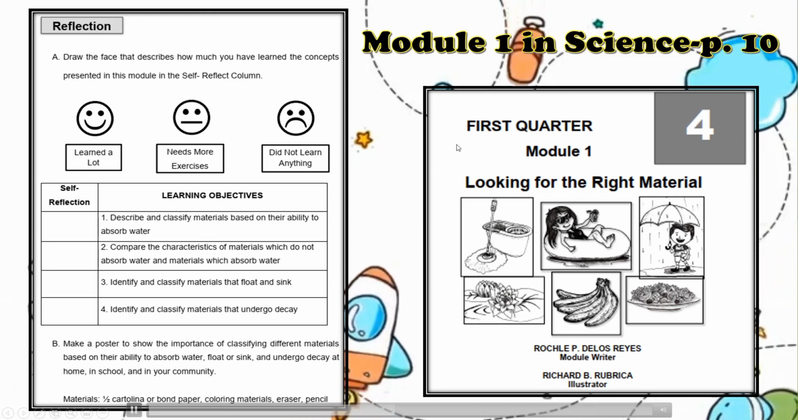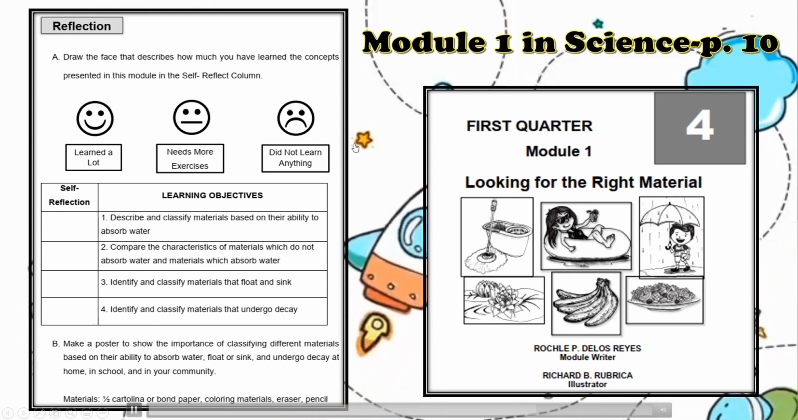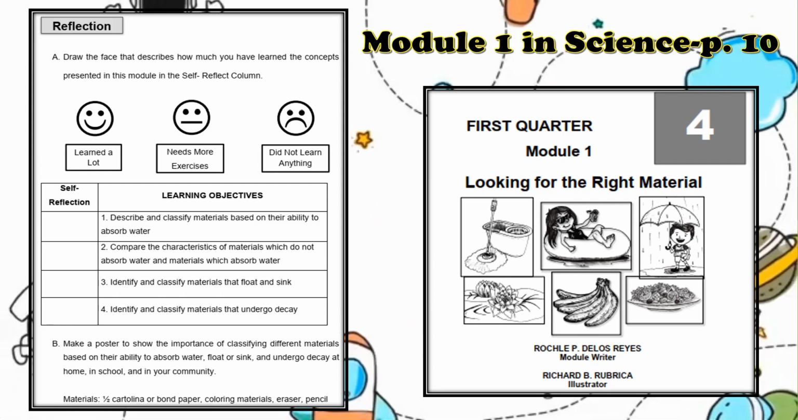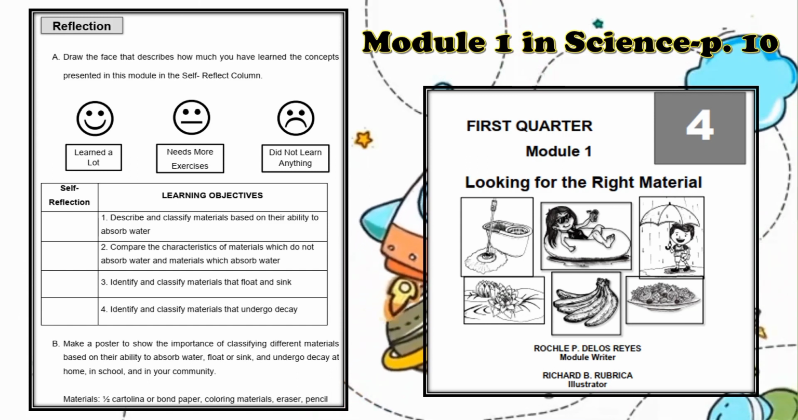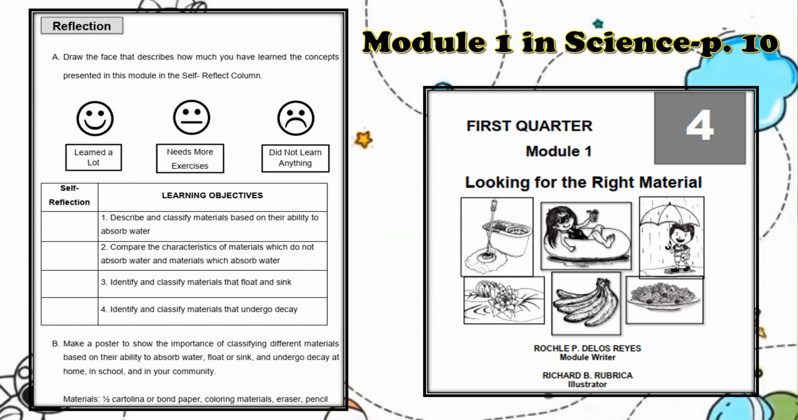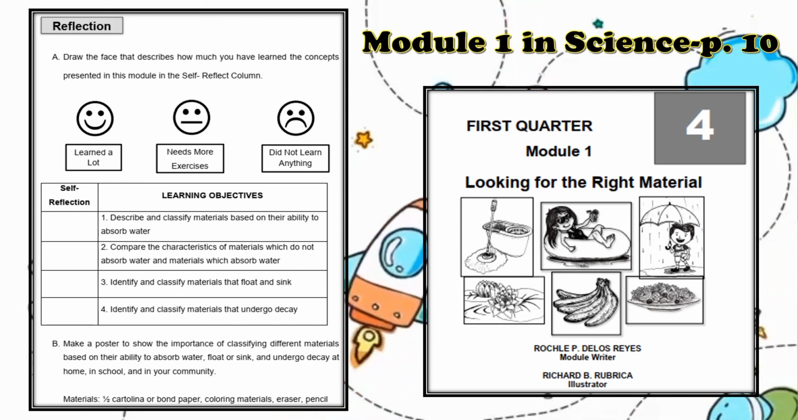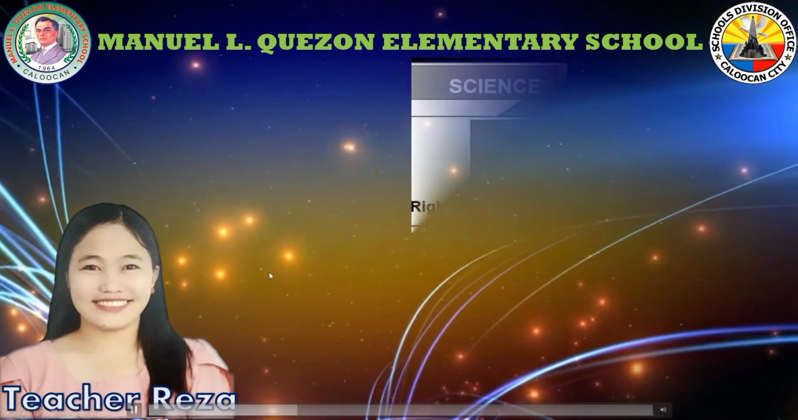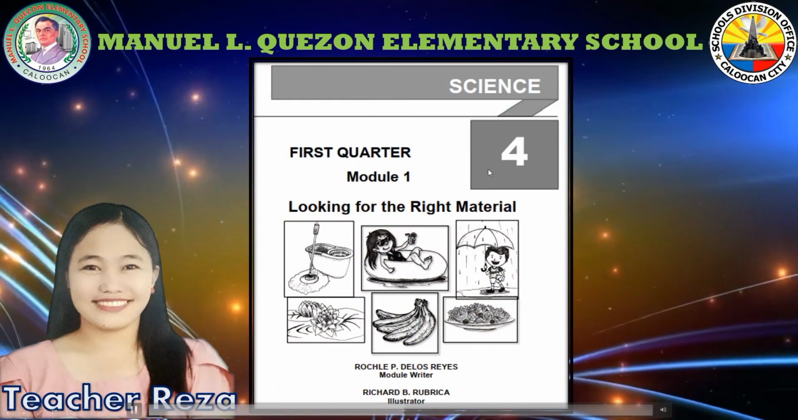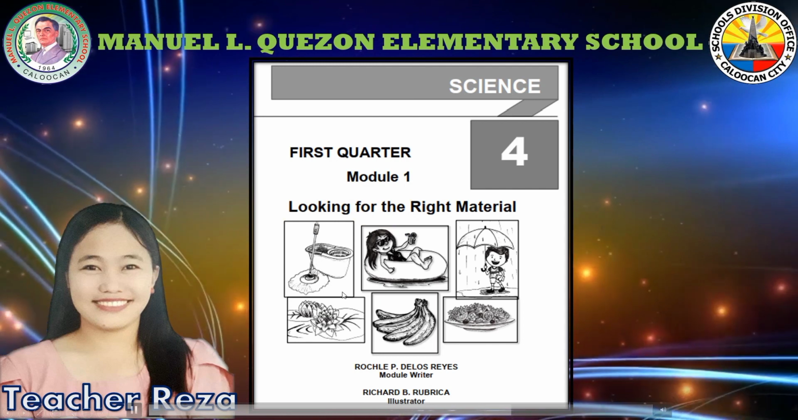You can send your picture or video of hands-on activities that you've done in the science module, and the poster in the GC with your science teacher to let them and others see and appreciate your work. And that is how you are going to use and answer your Module 1 in Science.